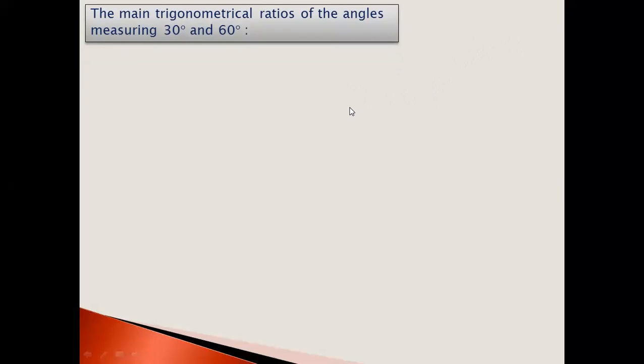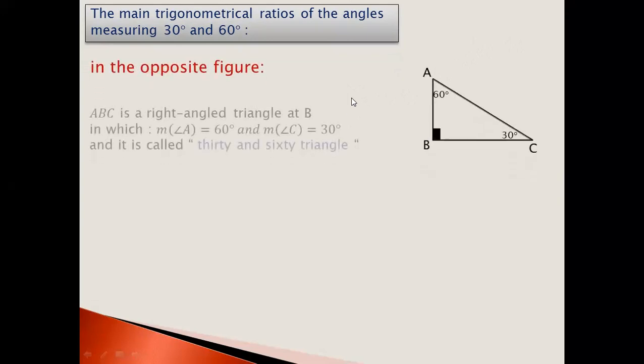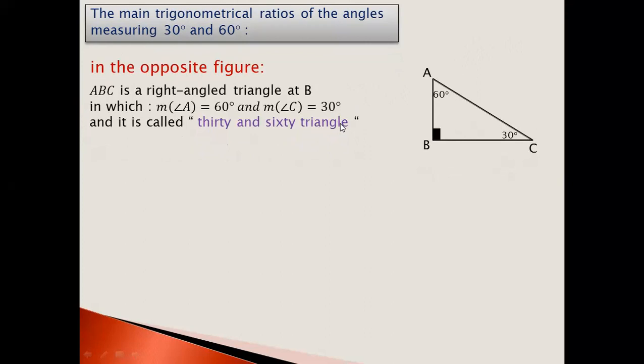Today we're going to complete the main trigonometrical ratios of the acute angles. The main trigonometrical ratios of the angles measuring 30° and 60°. In the opposite figure, ABC is a right-angled triangle at B, in which measure of angle A equals 60° and measure of angle C equals 30°. So this triangle is called 30 and 60 triangle.